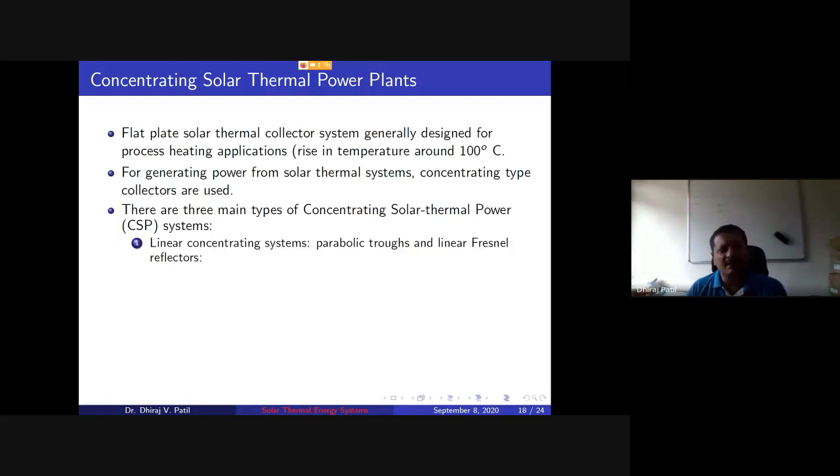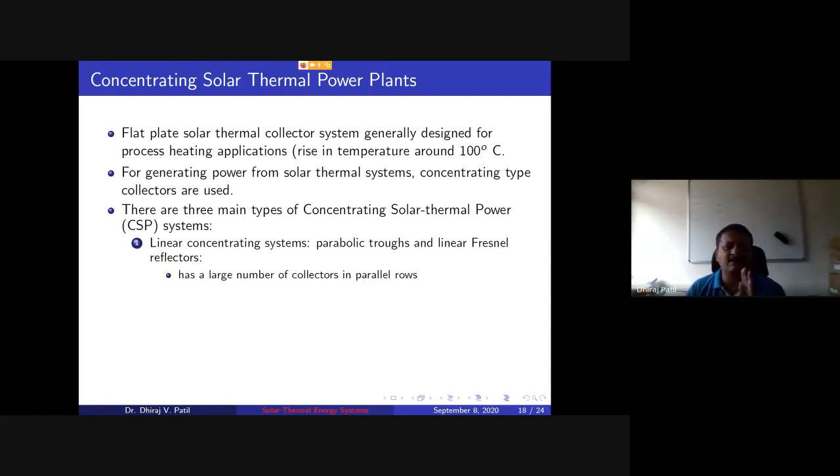Now, how do you concentrate? Our objective is to have high temperature. That is the first objective, to obtain high temperature. And you can obtain high temperature by using linearization, basically. So you get linear concentrating systems, for example, parabolic trough or linear Fresnel reflectors.